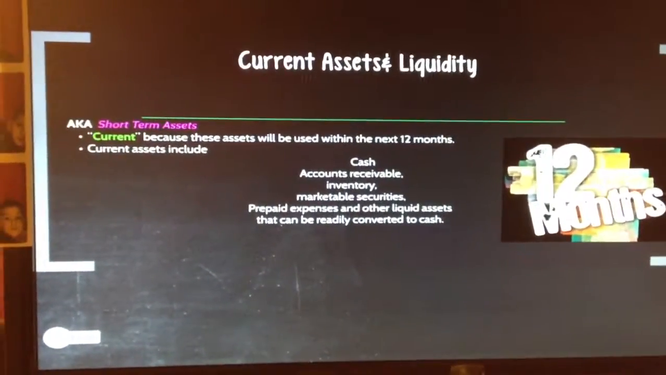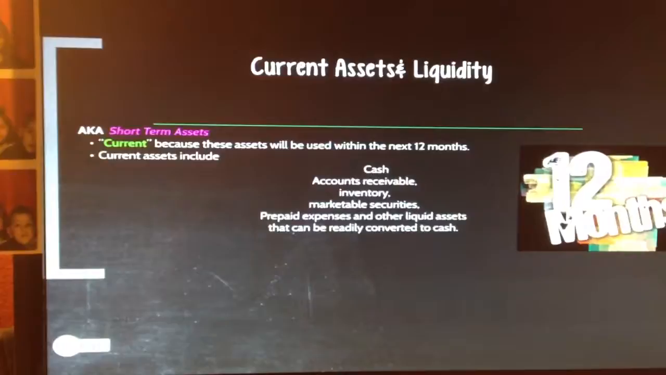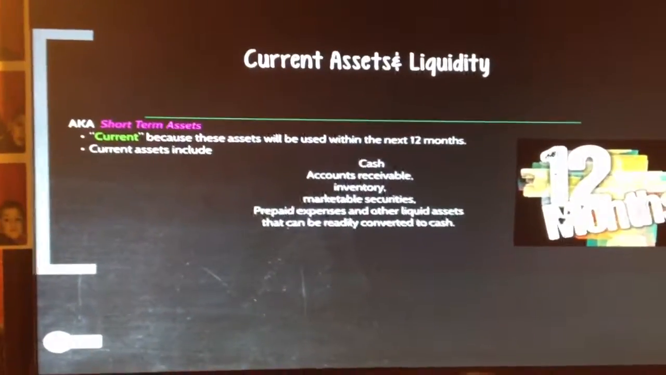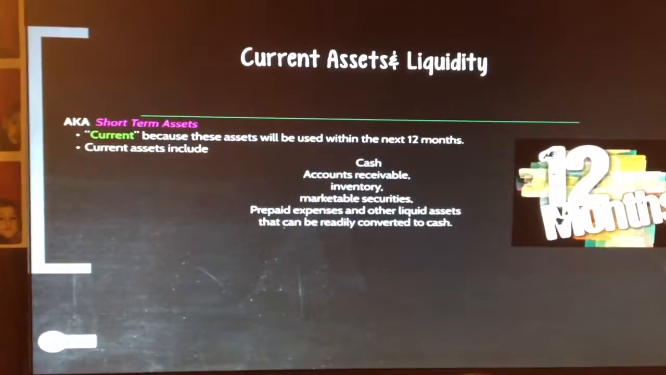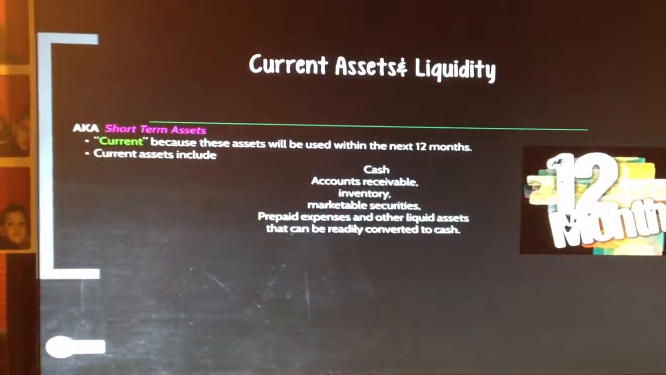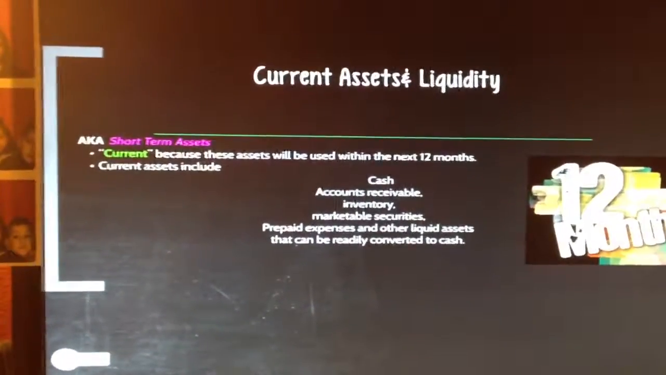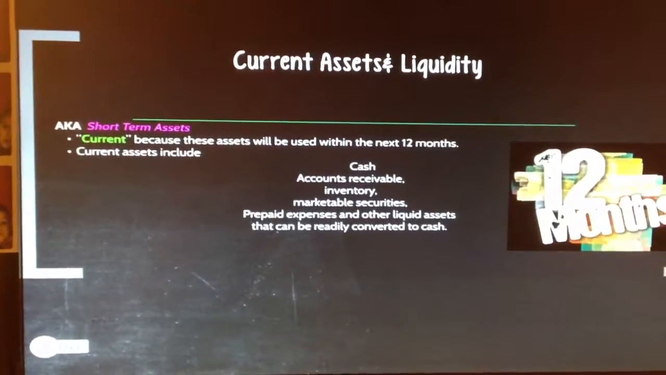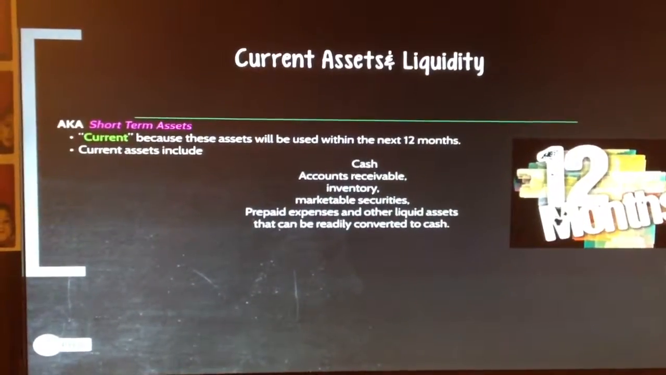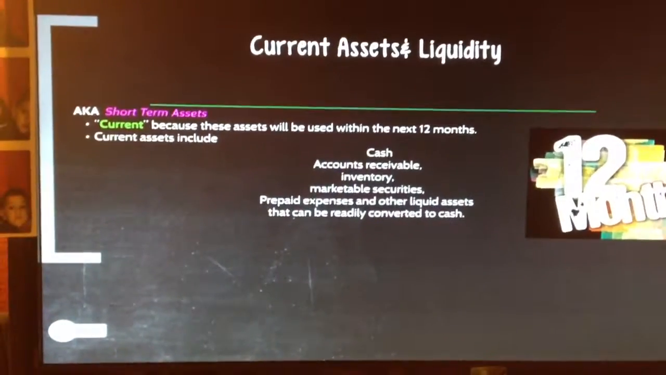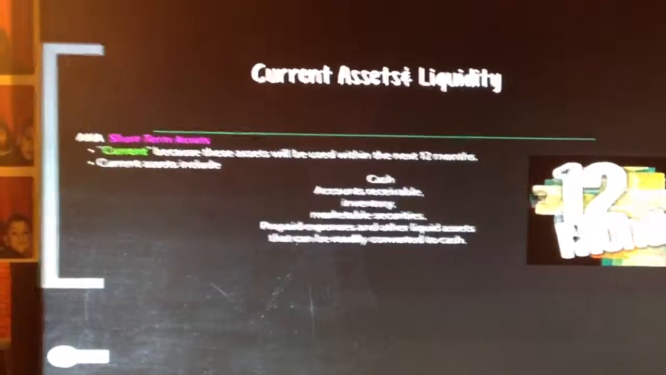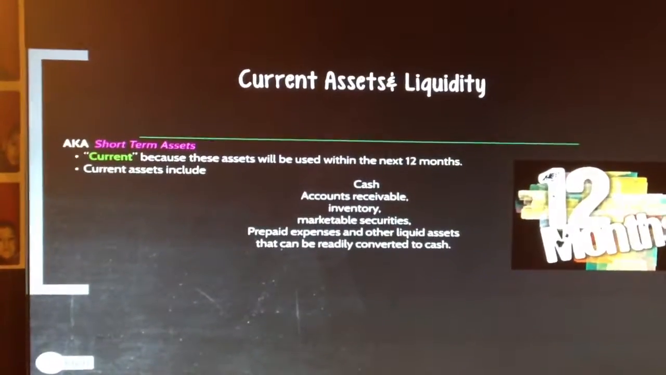Okay, so current assets and liquidity. Current assets are also known as short-term assets. They're called current because these assets will be used within the next 12 months. Current assets include cash, accounts receivable, inventory, marketable securities, prepaid expenses, and other liquid assets that can be readily converted into cash.